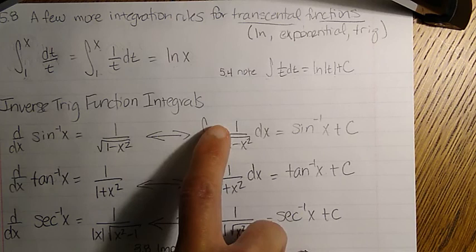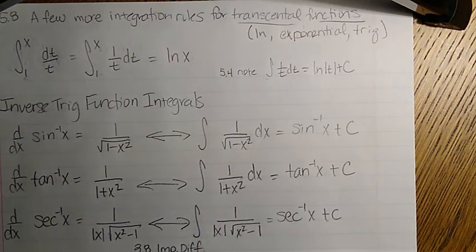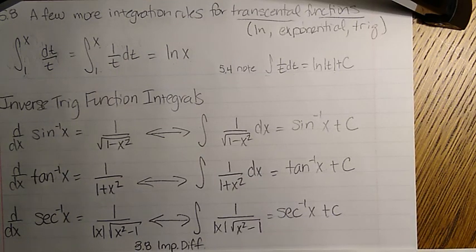Like if you had this integral with a negative sign, that would give you inverse cosine. But you can figure those out by reviewing or revisiting section 3.8 on implicit differentiation. In the next video, we'll work a couple of examples.